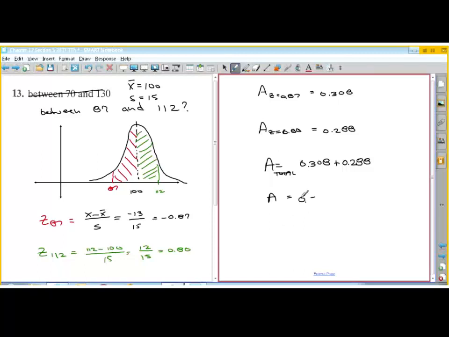And so we get 0.596 or 59.6% of people have an IQ between 87 and 112.